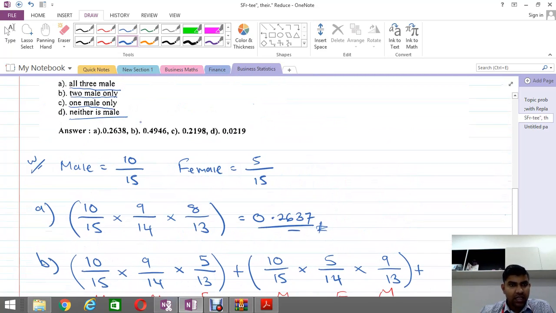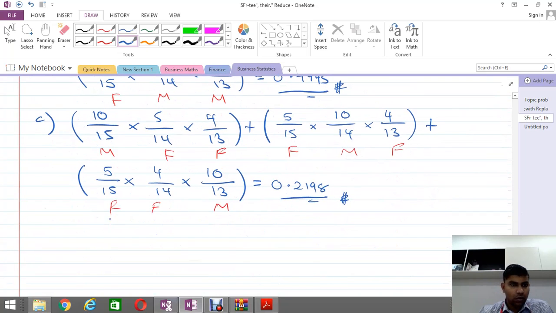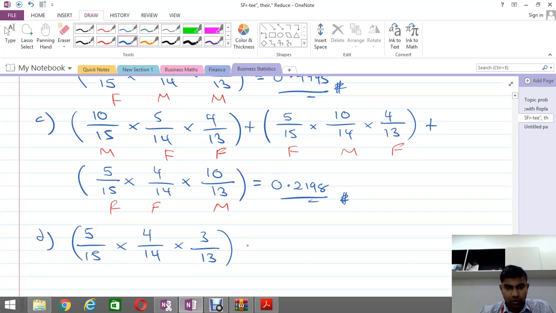And the last one, neither is male. That means all is what? Female. Okay, all is female. So what's happening here? You just take all female. 5 over 15 times 4 over 14 times 3 over 13. So that should give you the answer. Check.